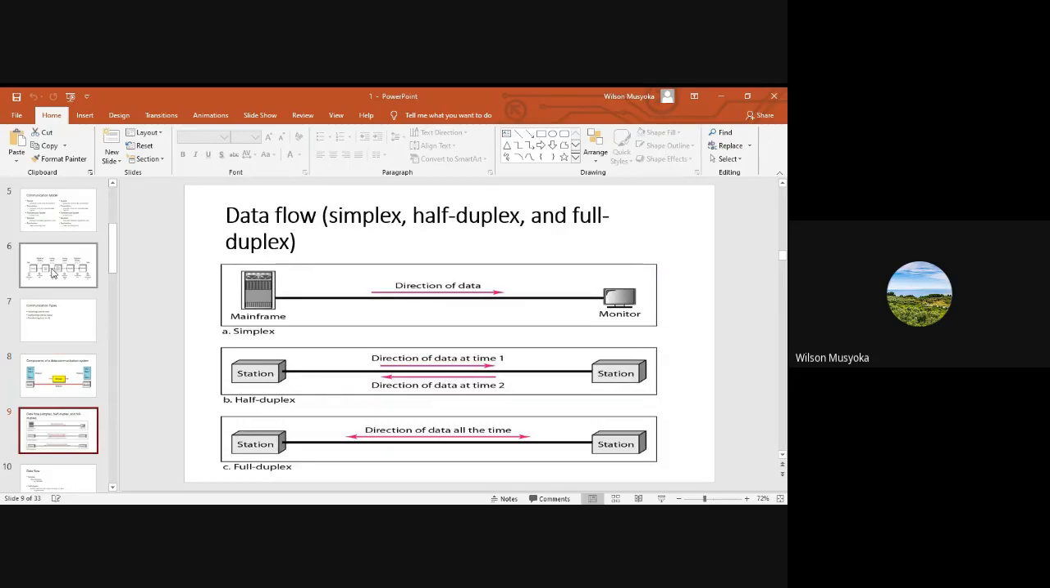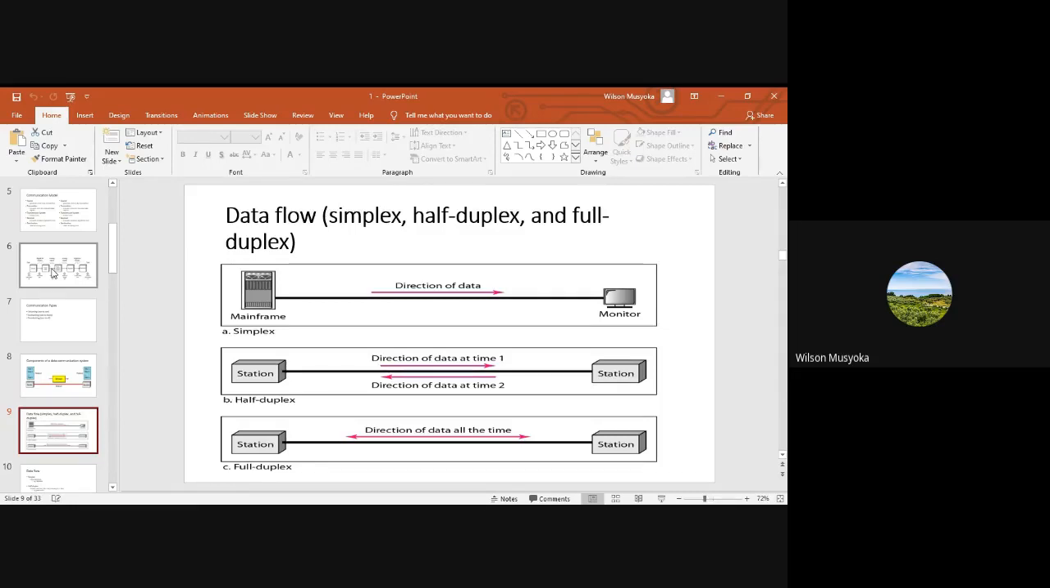When we are looking at these communication types, the data will flow from the sender to the receiver. And this data flow can also be divided into three types. The first one is what we call simplex, whereby the direction of data flow is one way. There is only flow of data from the sender to the receiver, and the receiver cannot send back. Think of it like TV transmission. The TV set will receive, but it cannot respond back.